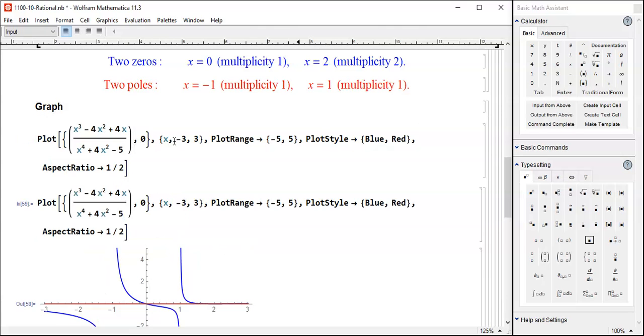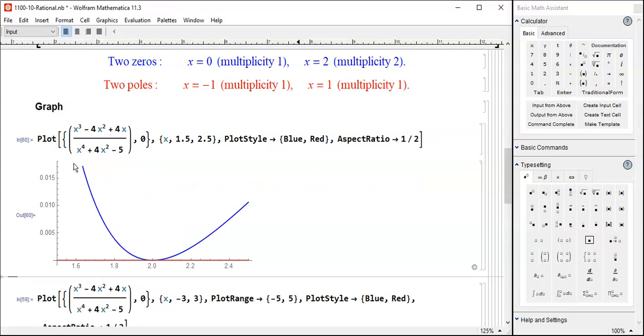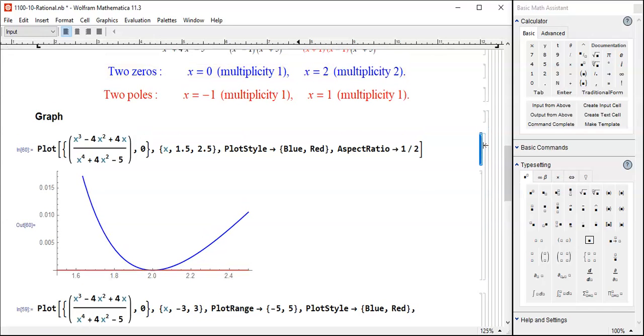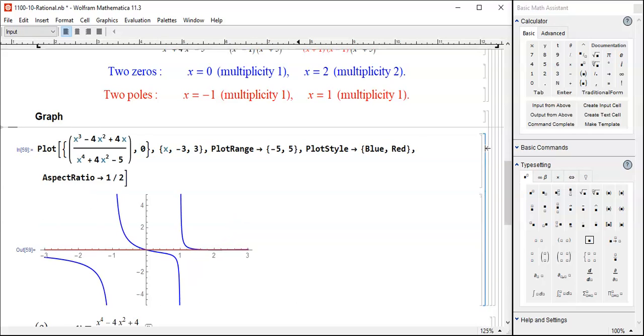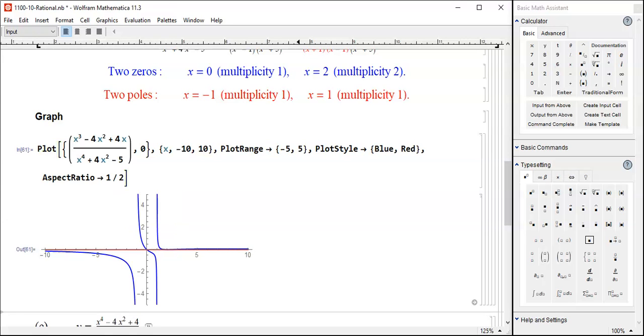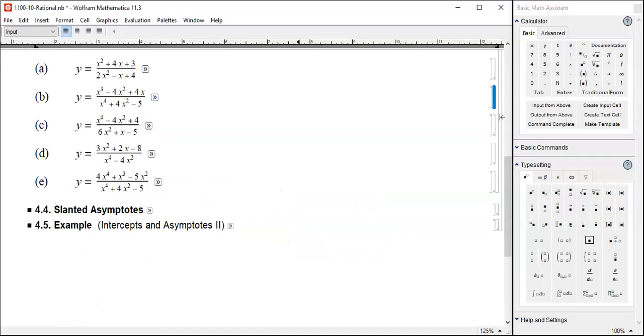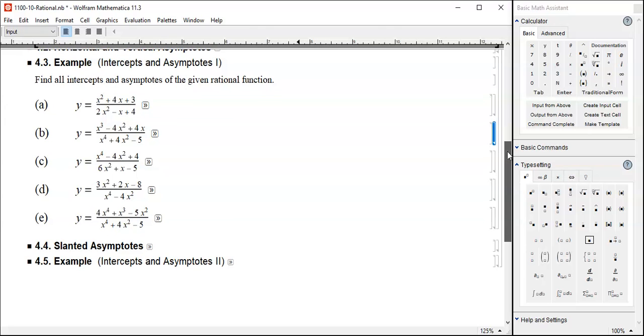So let me create another graph, from 1.5 to 2.5. We're plotting the same graph, zoomed in very much. And then you can see the graph is actually hitting the x-axis and bouncing back out, as even multiplicity should do. Okay, alright, let's go back to where it was. That completes the problem. There are more problems, so please take some time to work those out.